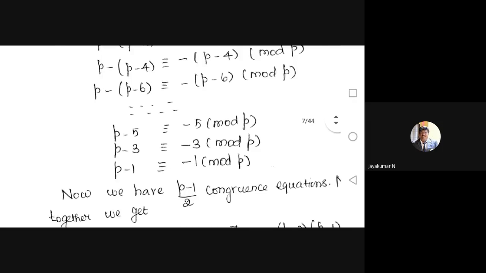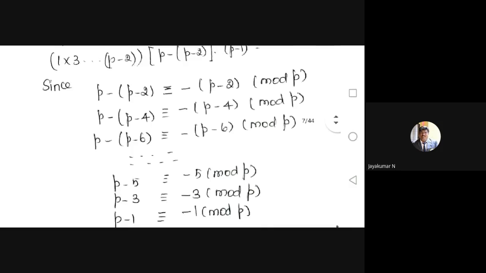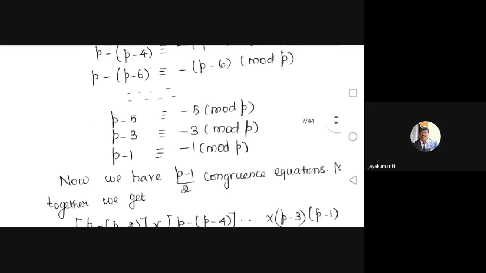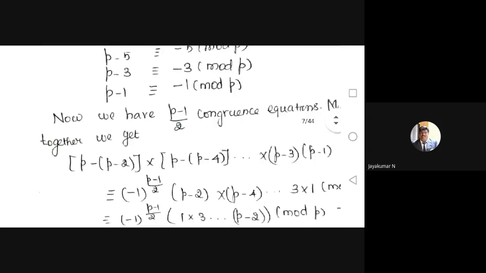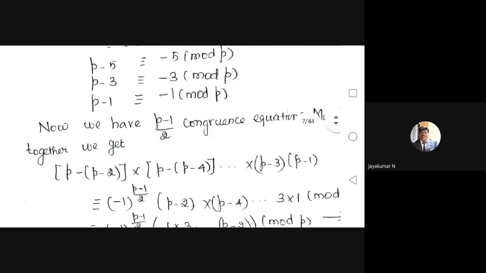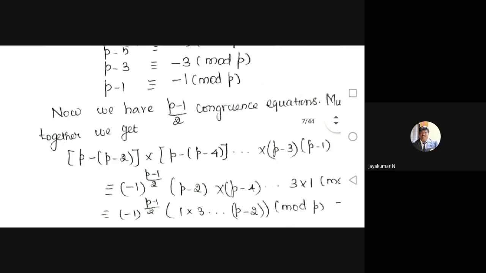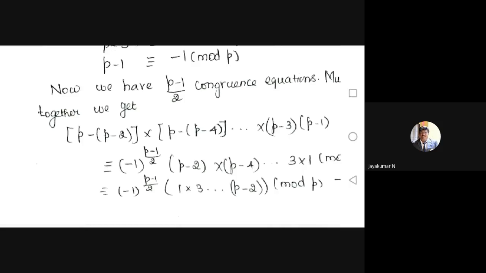So when you are multiplying the right hand side of the linear congruences, you can get minus 1 to the power P minus 1 by 2, into the remaining P minus 2 into P minus 4 into P minus 6 into up to 5 into 3 into 1. Okay. So the left hand side of the linear congruence is the product of even integers, which means 2 into 4 into 6 into 8 into up to P minus 1. Okay.